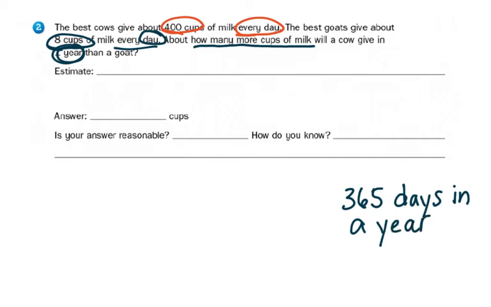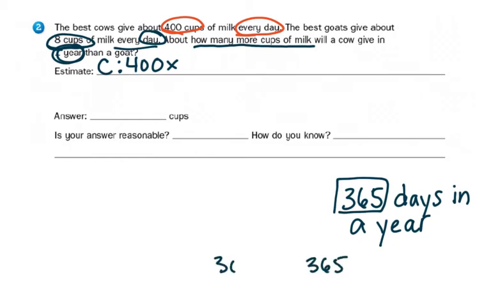So we're going to start with the cow. So I'm going to put C for cow. And 400 is really easy. I don't have to do anything to that. But now I have to multiply those 400 cups per day times 365. But I want to make it easy, so I'm going to estimate so I don't have an actual answer, but pretty close. So is 365 closer to 300 or closer to 400? It's closer to 400. So this is per day, and there's about 400 days in a year, estimating.